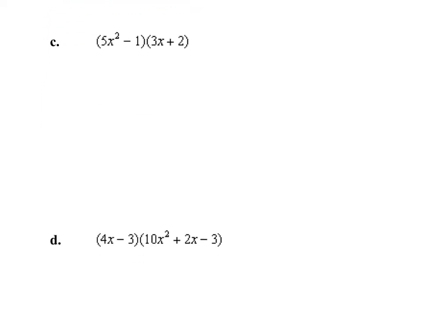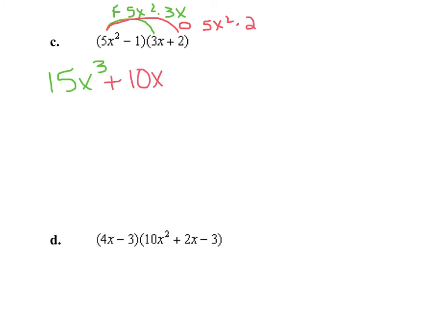5x squared minus 1 times 3x plus 2. If you want, you could do the FOIL method, which is what I'm going to show you right here. That's the first. The first term would be 5x squared times 3x, which is 15x to the third power. And then outside would be these two guys. That's our O, and that would be 5x squared times a 2. Well, 5 times 2 is 10, so that would be a positive 10x squared.